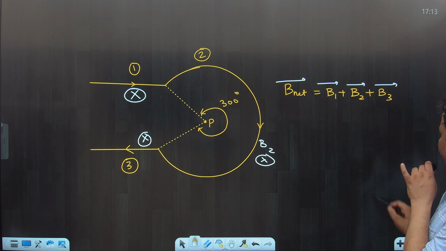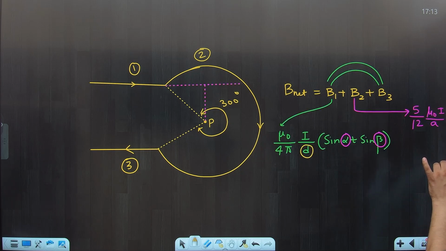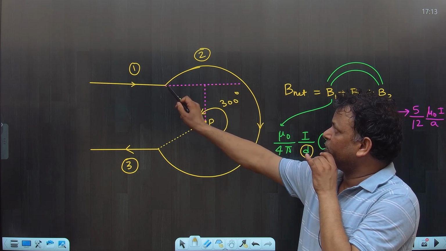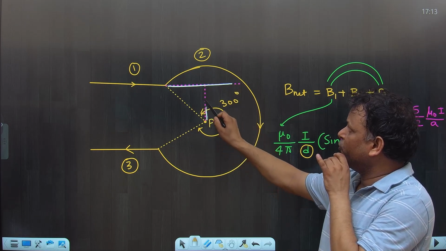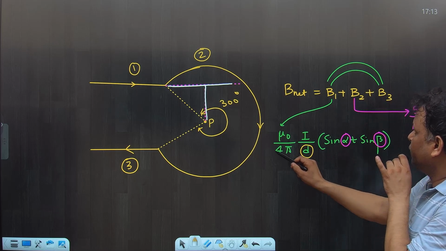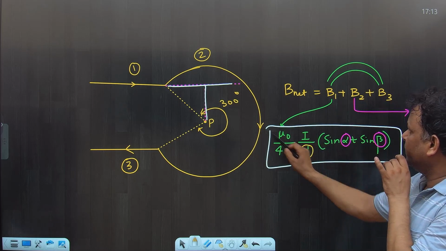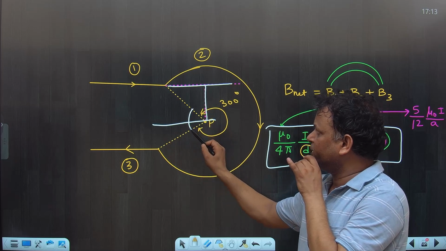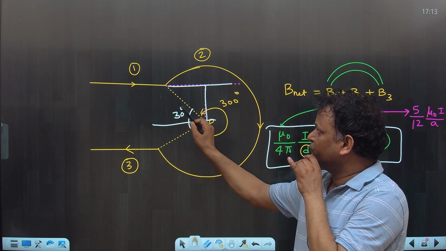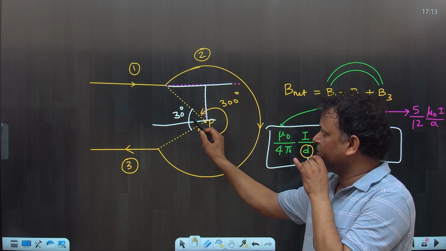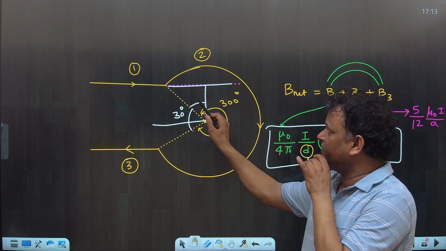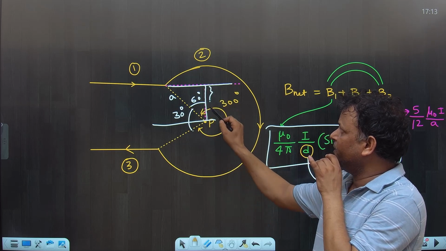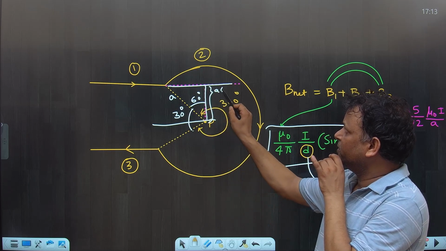B2 is obvious, so what about B1? B1 is due to this wire. You just extrapolate it, draw a perpendicular. So B1, you write the formula for this. What is the angle here? This is 300 degree, this total is 60 degree. This is 30 degree. So this is 300 and this is 60 total. This is 30 and this is 60 degree. So this length A will be A cos 60, right?